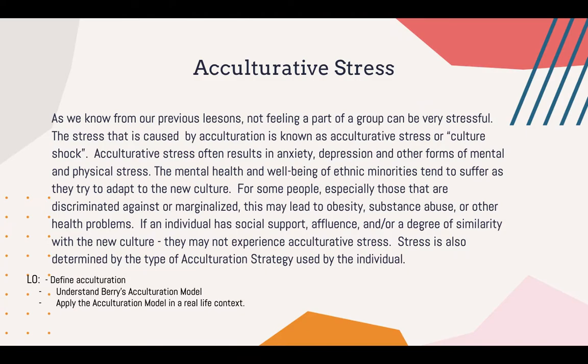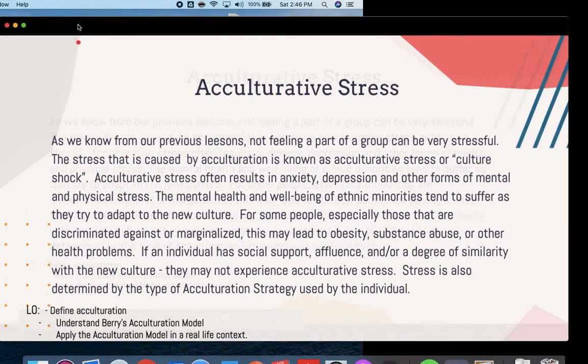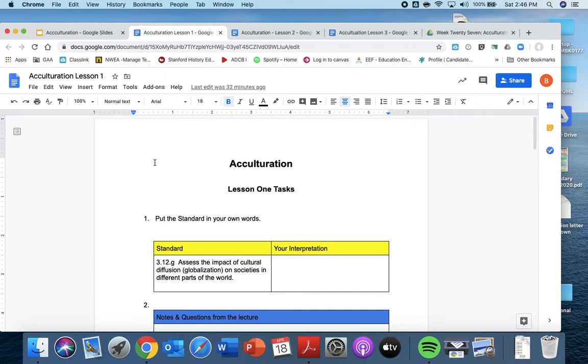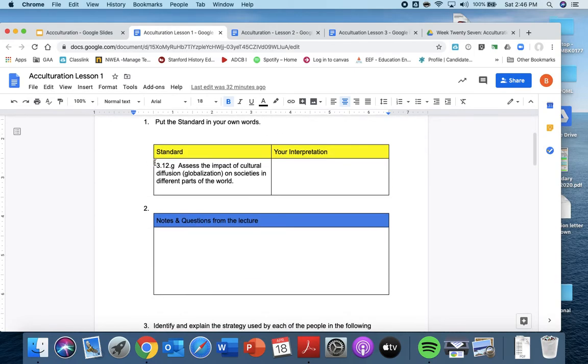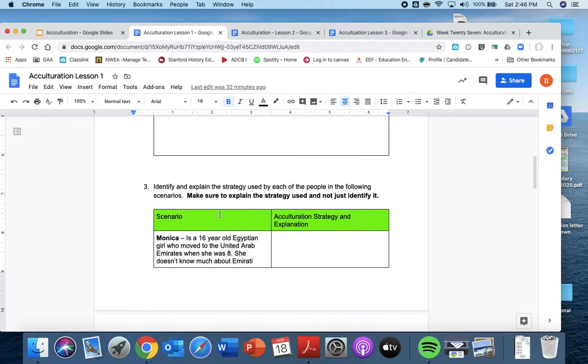Okay, so that's all you needed for lessons 1 and 2. So we're going to take a look at those worksheets before going on to acculturative stress. The worksheet for lesson 1, which is today, as I said, you need to put the standard in your own words. Here's the area for your notes and questions from the lecture. Your third question is you're going to have to identify and explain the strategy used by each of the people in the following scenarios.